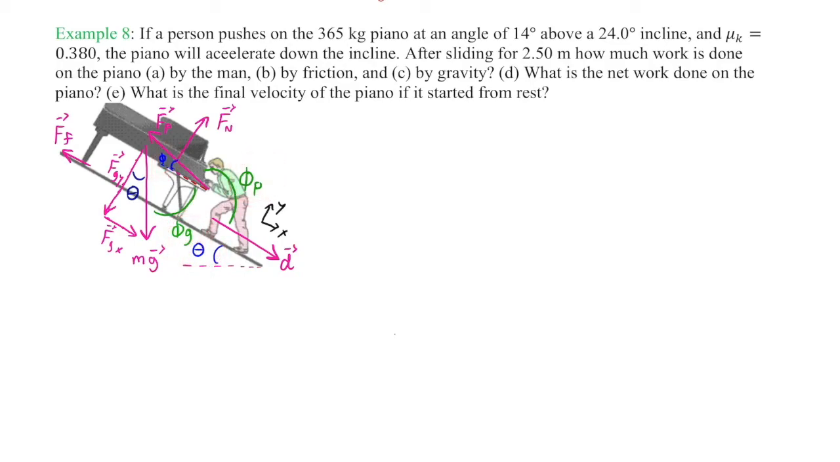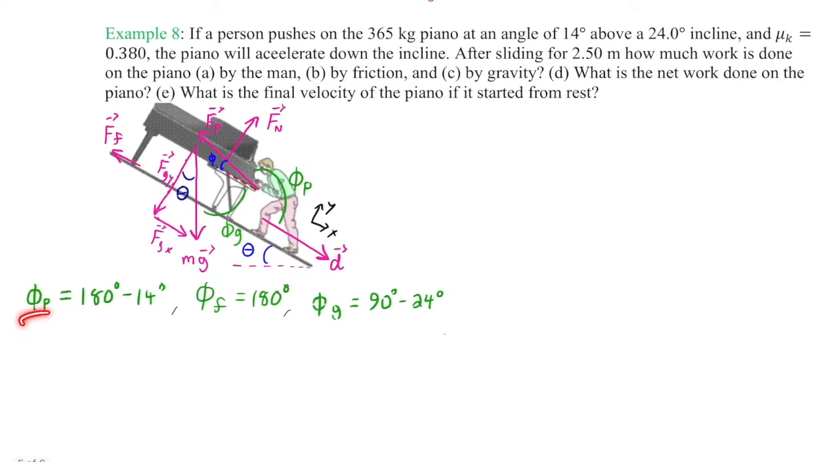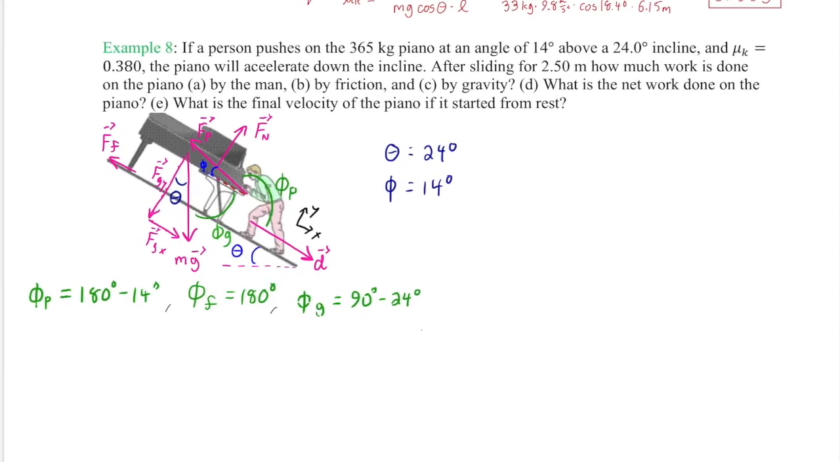All right, here I'll label them. So phi p is just 180 minus 14. We can see that in the figure. Phi f, which I don't even show in the figure, but it would be this one right here, is just 180 degrees. Phi g is 90 minus 24. That's this one again. Theta is 24 degrees, and phi is 14 degrees. Lots of angles, but pause if you need to keep them all straight, they're all clearly shown here. All right, zoom out a tad.